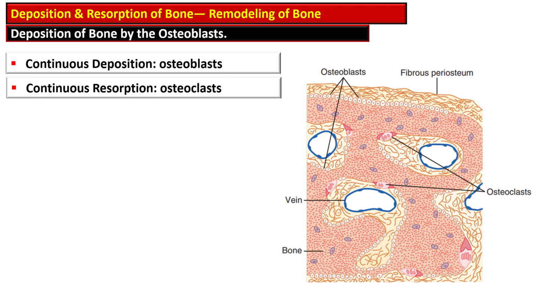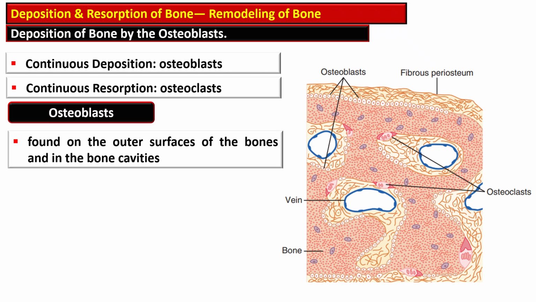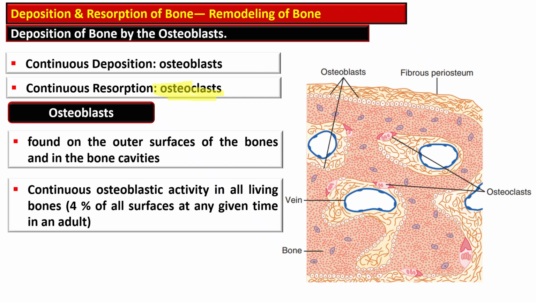Even in healthy adults, about 4% of all bone surfaces show osteoblastic activity at any given time. This means new bone is always being formed, ensuring repair, reshaping, and maintaining bone strength and mineral homeostasis. In tandem, the bone is also being resorbed by osteoclasts, the bone breaking cells. They ensure balance between formation and removal. So this allows bone to adapt to mechanical stress, heal microfractures, and adjust calcium and phosphate levels in the blood.